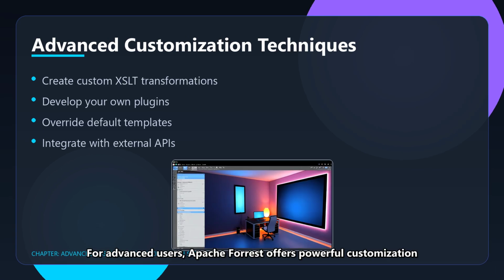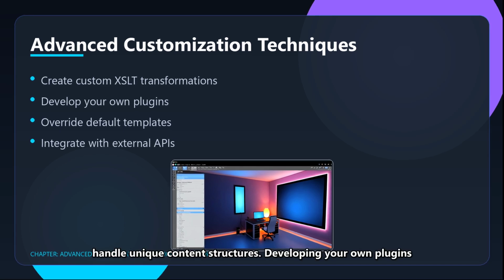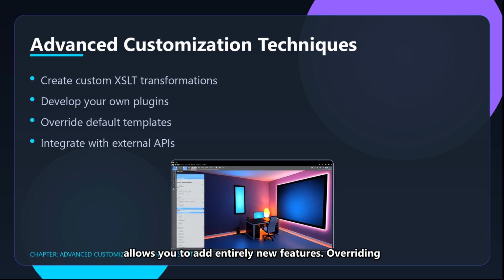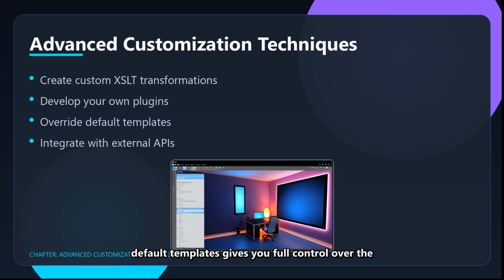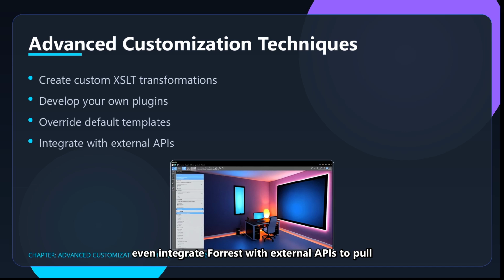For advanced users, Apache Forrest offers powerful customization options. You can create custom XSLT transformations to handle unique content structures. Developing your own plugins allows you to add entirely new features. Overriding default templates gives you full control over the presentation layer. And with some effort, you can even integrate Forrest with external APIs to pull in dynamic content.